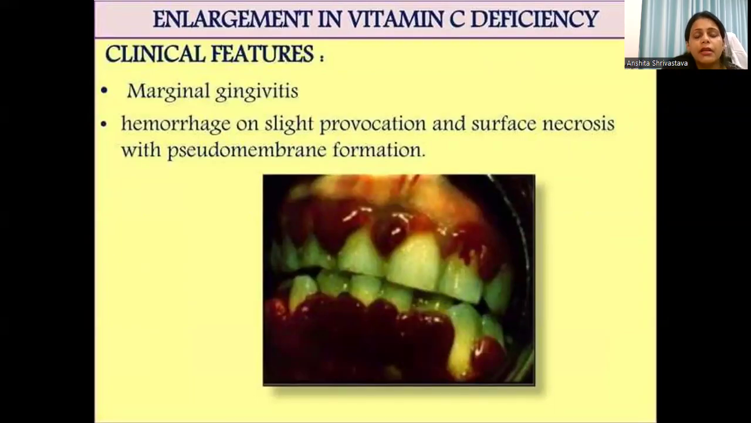Then comes enlargement in vitamin C deficiency. So what are the clinical features? This is also seen as marginal gingivitis, hemorrhage on slight provocation, and surface necrosis with pseudomembrane formation. So you will see here that the marginal gingiva is involved, and you can see marginal gingivitis. If you do a slight provocation, you can see there is a hemorrhage, bleeding will occur, and also there is surface necrosis and there is a pseudomembrane formation in enlargement with vitamin C deficiency.